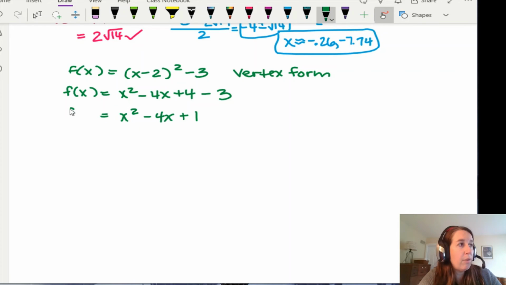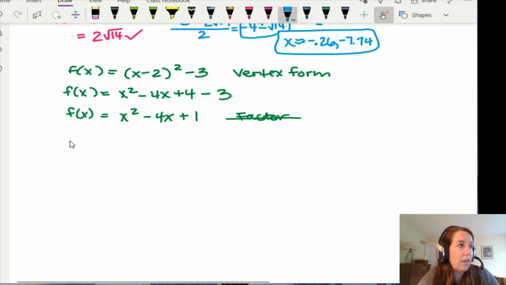Now remember that if we wanted to, we could try to factor this, right? But we don't have anything that could multiply to be 1 but add to be -4x. Okay, so it will not factor. I always like to try to factor first because if it does factor, it's usually faster. So we're going to use the quadratic formula.